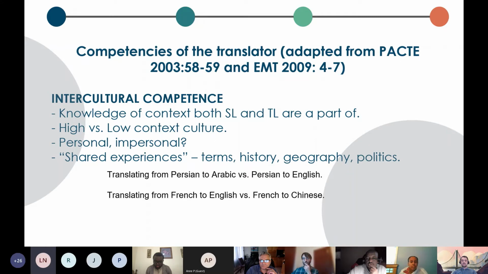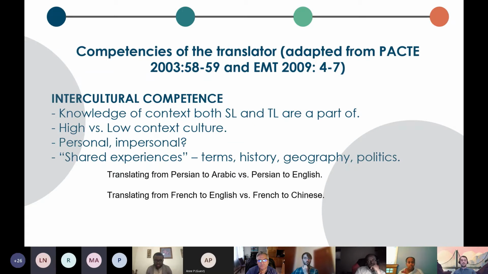A lot of terms, since generally, for example, Farsi and Arabic are from the same part of the world, and they share things like religion to a certain extent. There might be some shared experiences there. Whereas if you're translating from Farsi into English, then there's a lot more cultural distance there. So that's something else to keep in mind, to be able to know both cultures.